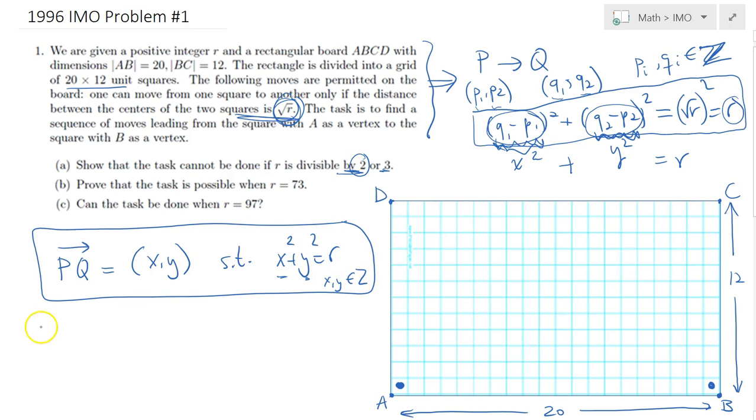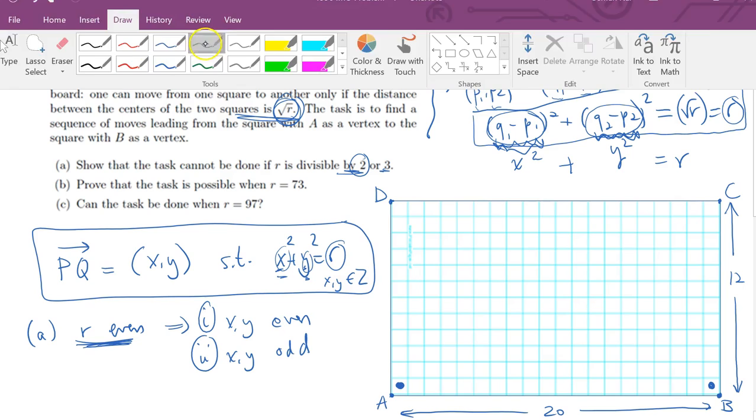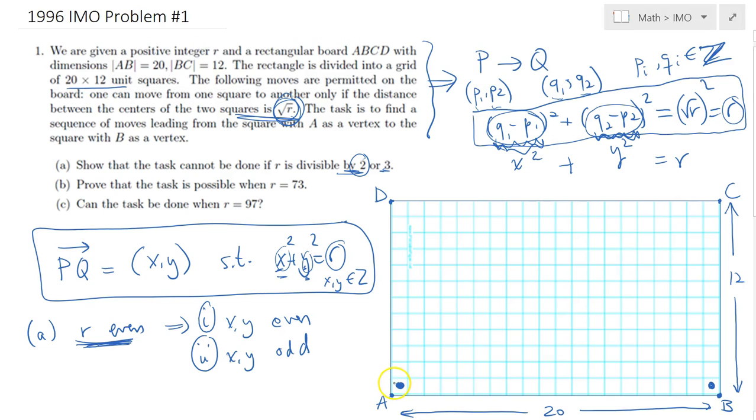Now, the first case, so part A, what happens if r is even? So if r is even here, and we have squares on the left hand side, it implies that either x and y are both even, which works, or x and y at the same time are both odd. So you have two subcases here. So consider the following coloring. If I color this 20 by 12 grid in alternating colors like this, like in a chessboard, right? I will not do the whole thing, but you get the idea.